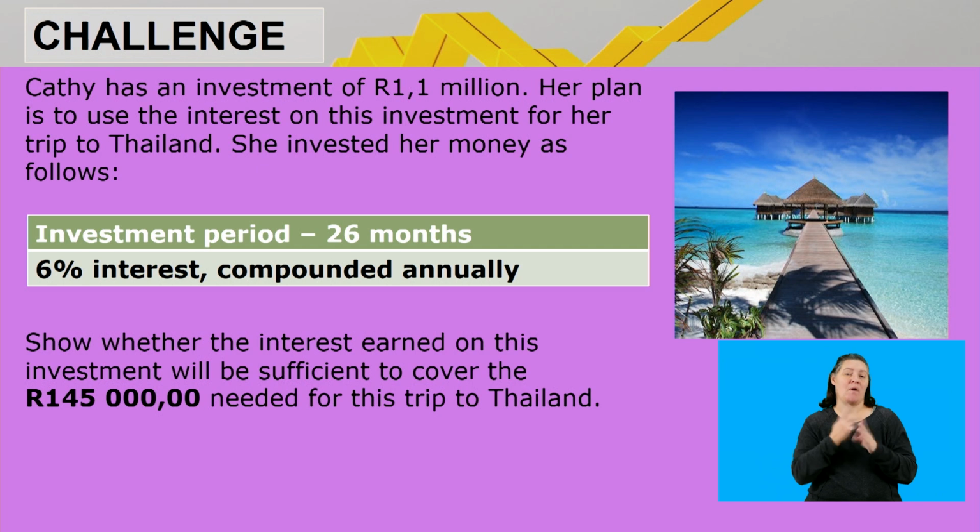This is your homework for the week. Show whether the interest earned on this investment will be sufficient to cover the 145,000 rand needed for this trip to Thailand. So you need to calculate whether the interest earned on this investment of 1.1 million rand will be enough to cover a trip to Thailand.